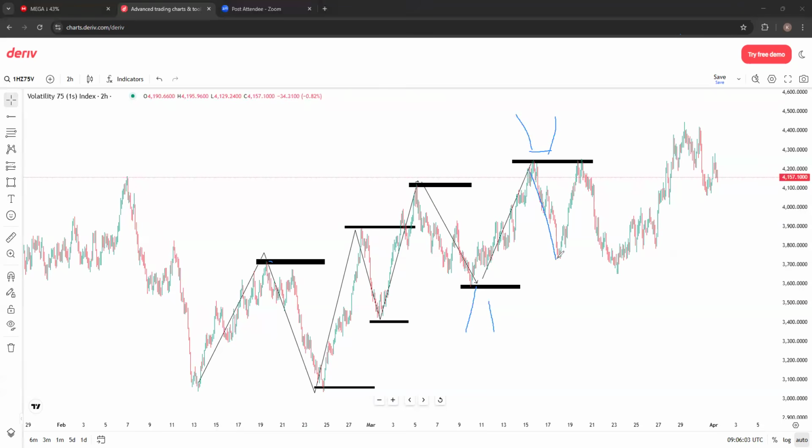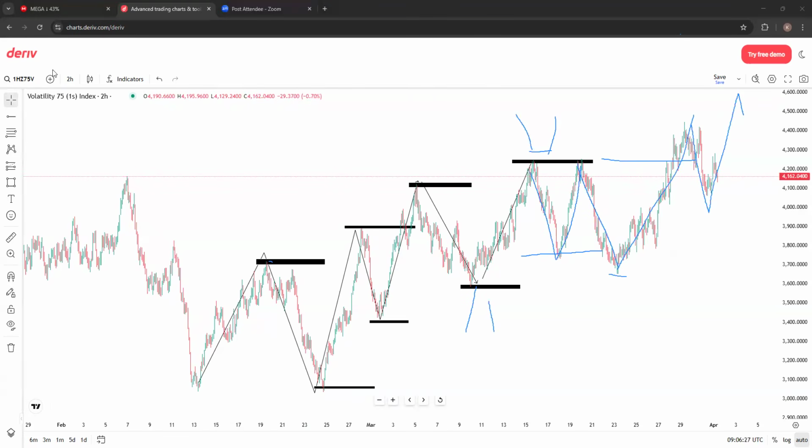So price came, gave us a low. That low failed to come and break that high. Remember what I told you, this low becomes weak, so we have to come and hunt it. So we come, we hunt it, and then we get a new low. That new low comes and breaks the previous high. And then we need to continue high, low, until we get to a point whereby we break previous lows. But this is in H2.